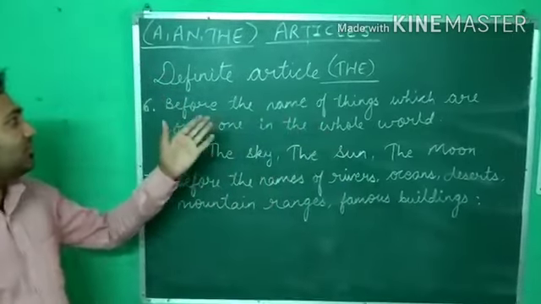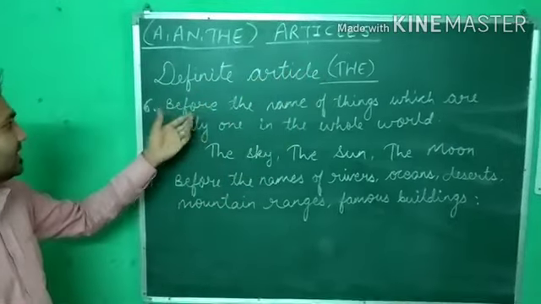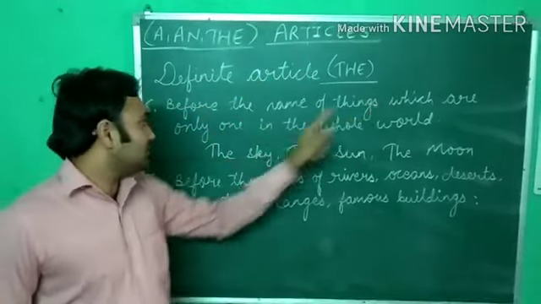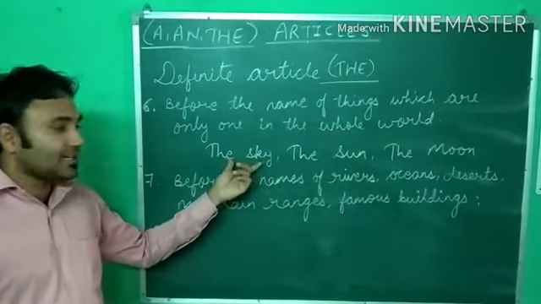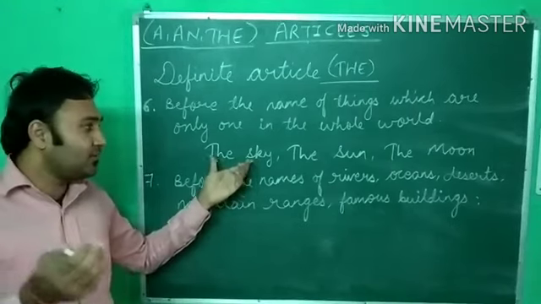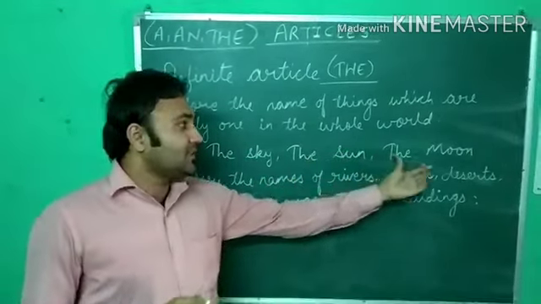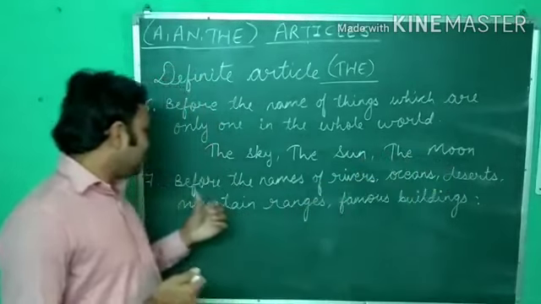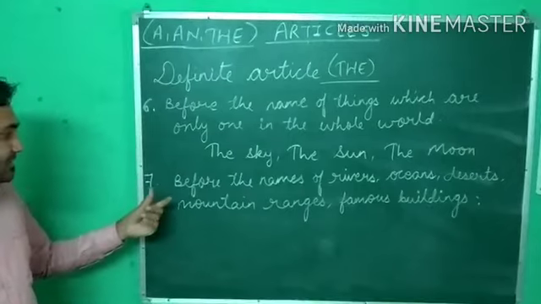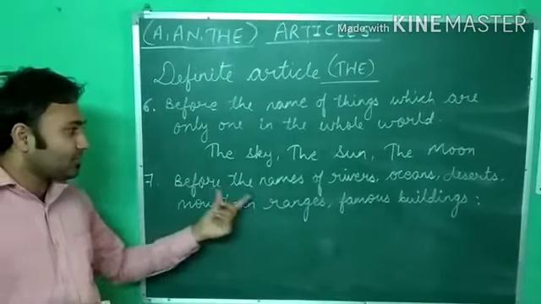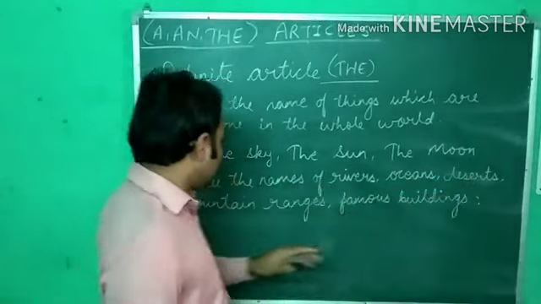Now, sixth rule of using definite article the is we use the before the name of things which are only one in the whole world. For example, the sky, it is only one in the whole world. The sun, you all know that we have only one sun. The moon.